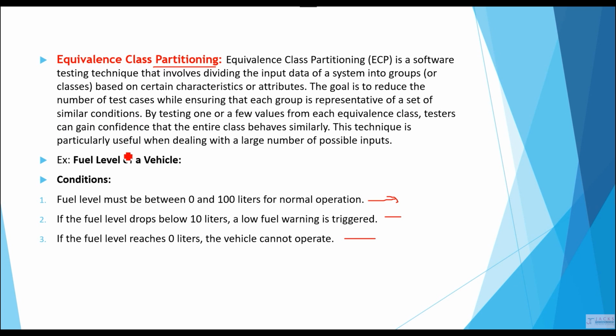Let's say, for example, you divide one partition from 10 to 20. If you apply a fuel level of 10, your vehicle should be in normal operation mode. 11, normal operation mode. 12, normal operation mode, until 20. So if you apply values from 10 to 20, it gives the same output, saying the vehicle is in normal operation mode. This set of similar conditions you make into a partition. For these three conditions, I have designed test cases, and we'll see how they have been designed.